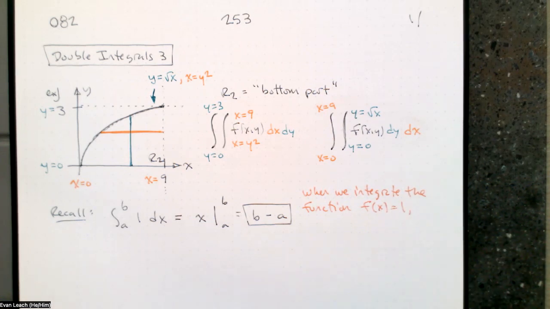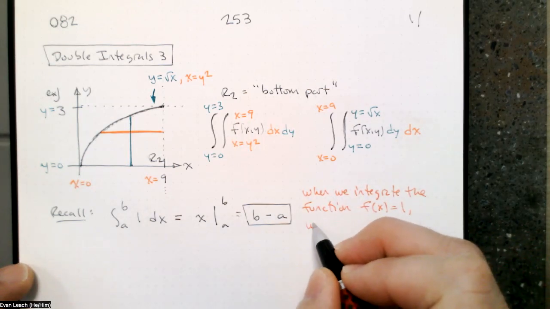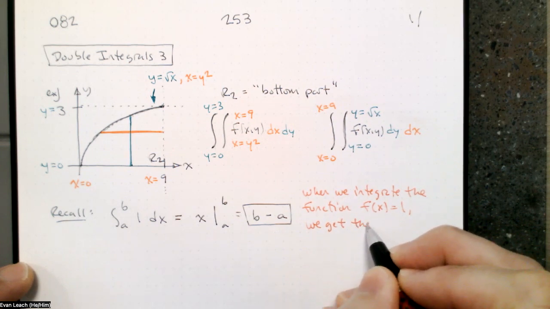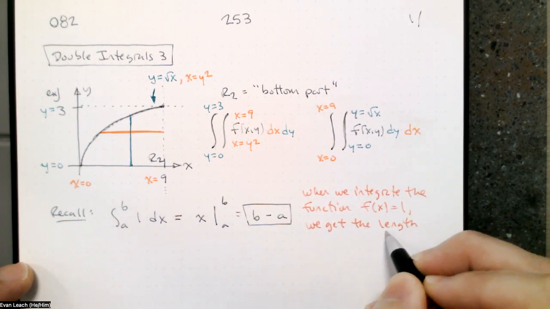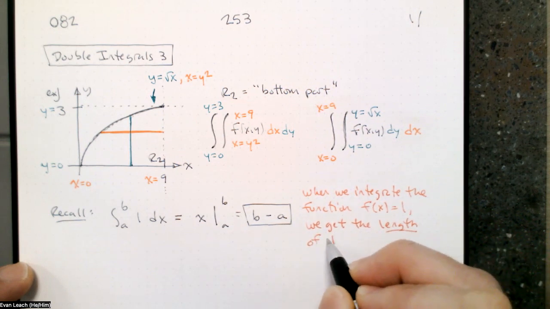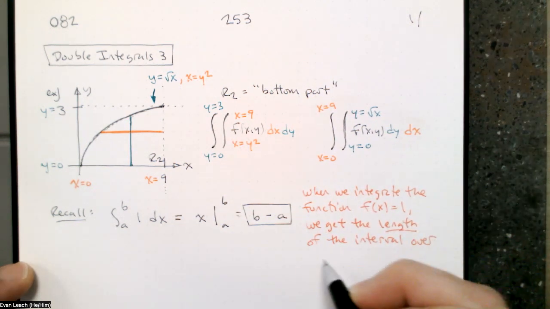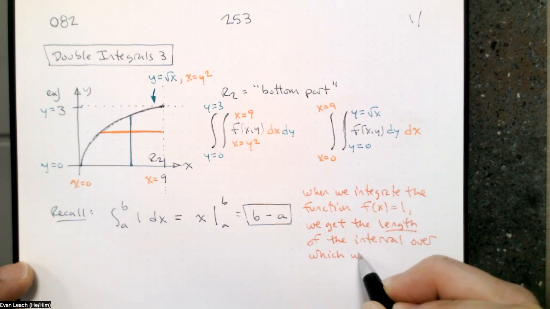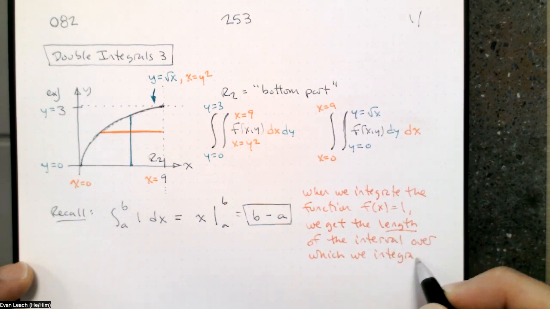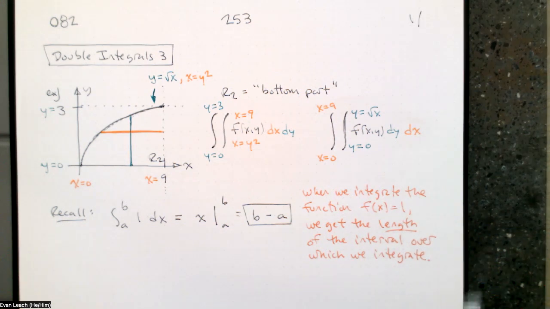When we integrate the function f of x equals 1, we get the length of the interval over which we integrate. The integral from a to b of 1 dx is b minus a. That's the length of the interval over which we integrate.